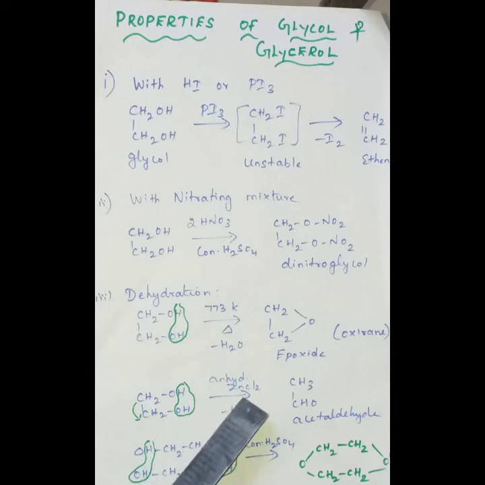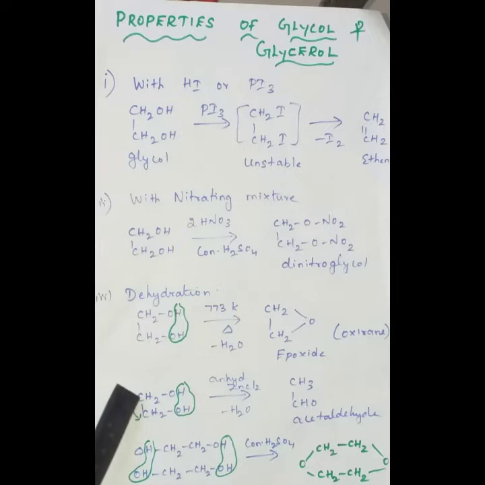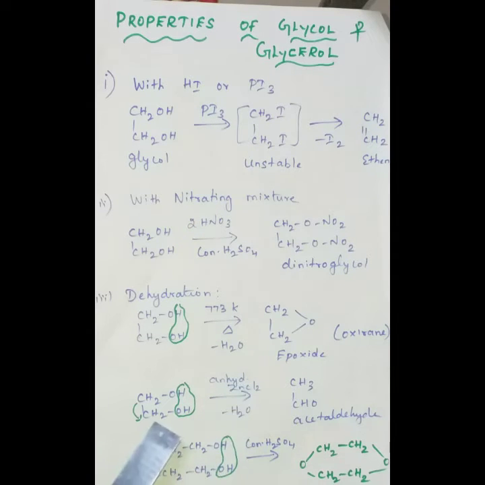With anhydrous zinc chloride, if we heat the substance, one water molecule is eliminated and this hydrogen comes here. So one carbon becomes CH3, the other becomes CH, and this O. So CH3CHO is called acetaldehyde. So using anhydrous zinc chloride, glycol changes into acetaldehyde. These two reactions are intramolecular dehydration.